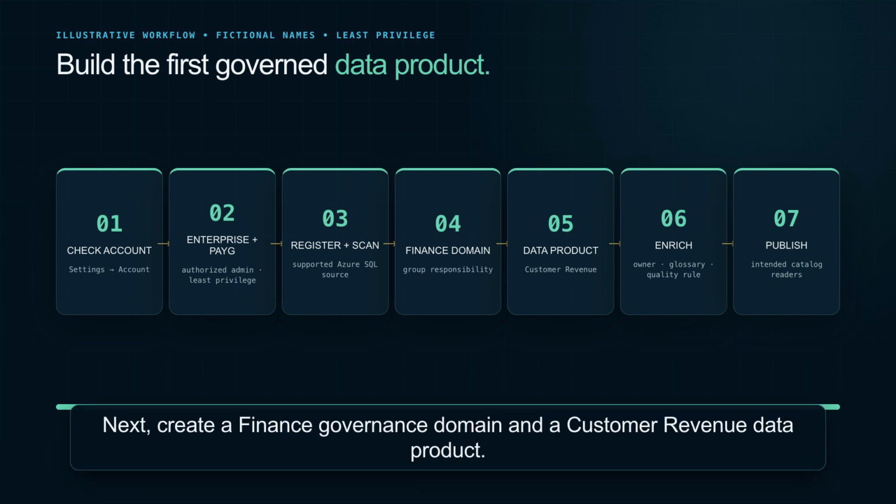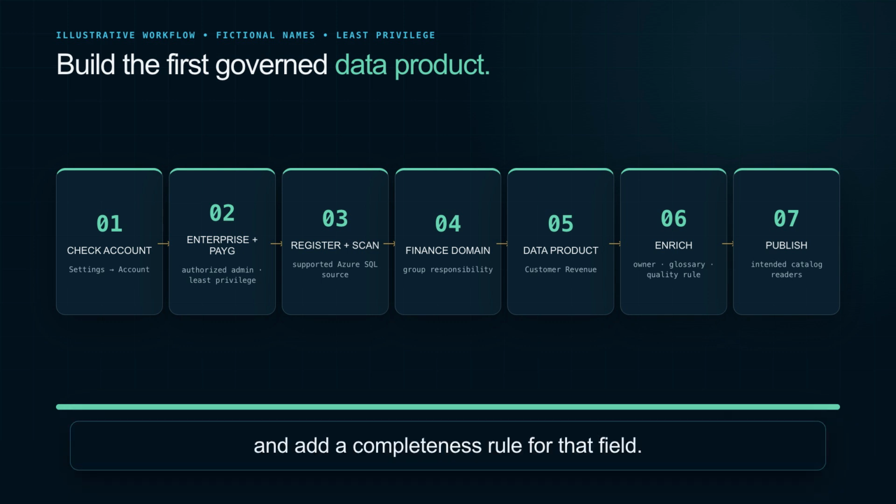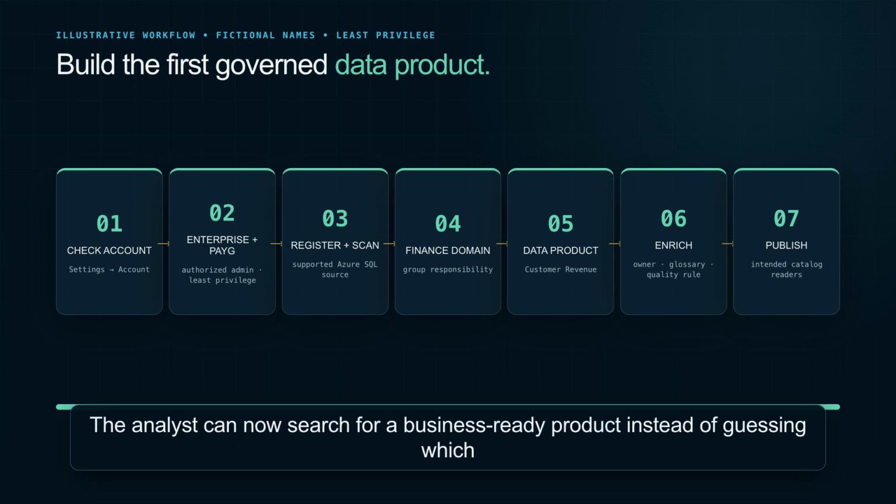Next, create a finance governance domain and a customer revenue data product. Attach the relevant table or report, name an owner, define customer ID in the glossary, and add a completeness rule for that field. Publish the product to the intended catalog readers. The analyst can now search for a business-ready product instead of guessing which technical table is authoritative.